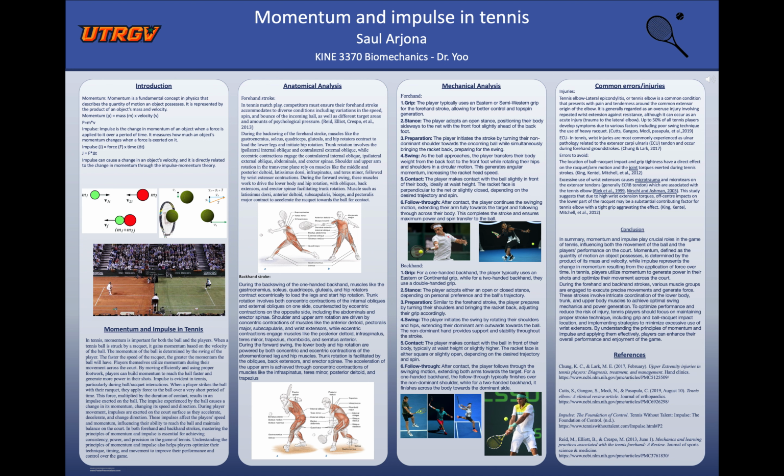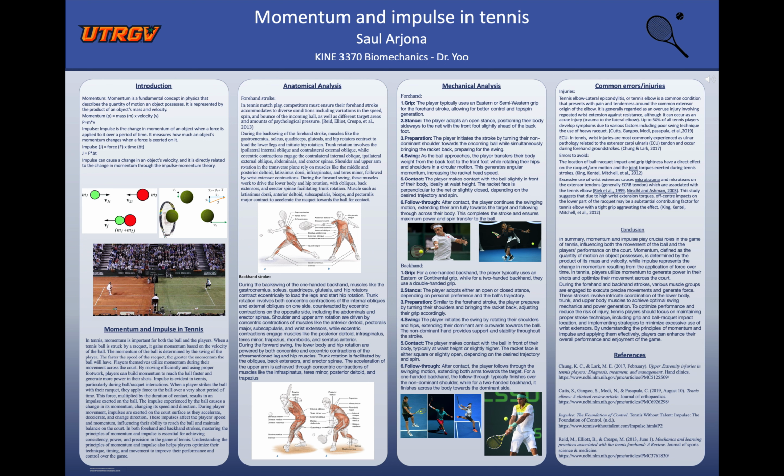Number two, stance. The player adopts an open stance, positioning their body sideways to the net with the front foot slightly ahead of the back foot. Number three, preparation. The player initiates the stroke by turning their non-dominant shoulder towards the oncoming ball while simultaneously bringing the racket back, preparing for the swing.